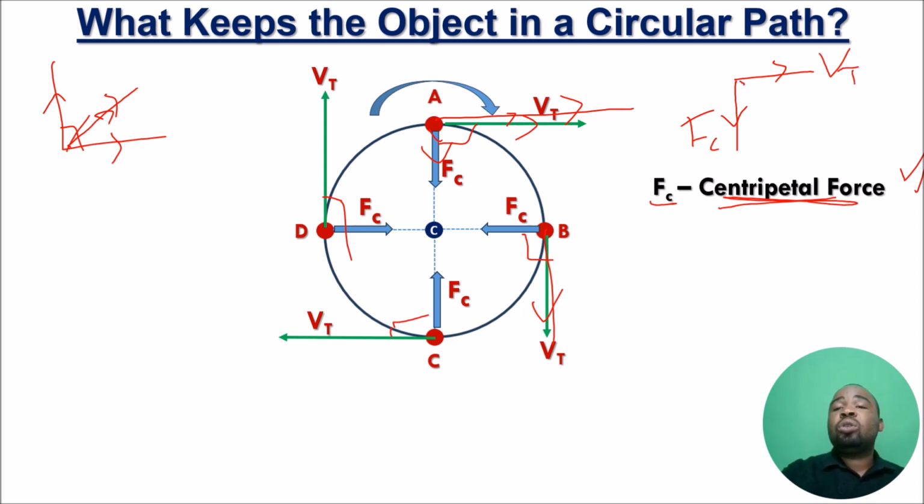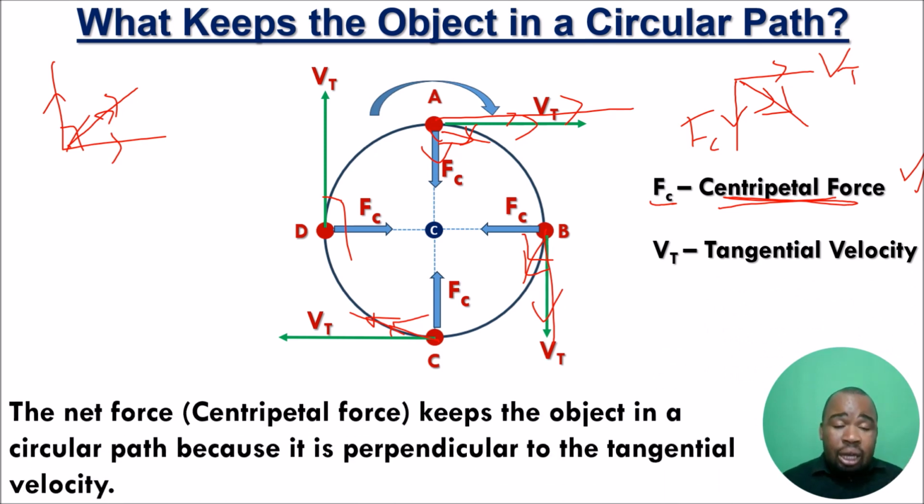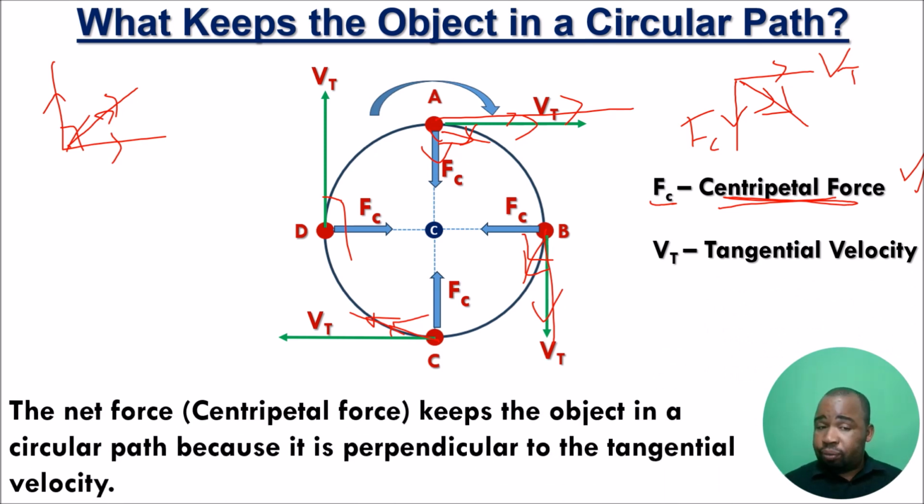The resultant should be in between them. So the resultant will remain along the circular path. At any point, the resultant will help the object remain along the circular path. So what really keeps the object in a circular path when the velocity is tangential and away from the circle, and the centripetal force is towards the circle? It is because the centripetal force is perpendicular to the tangential velocity. Hence, the object maintains a circular path.